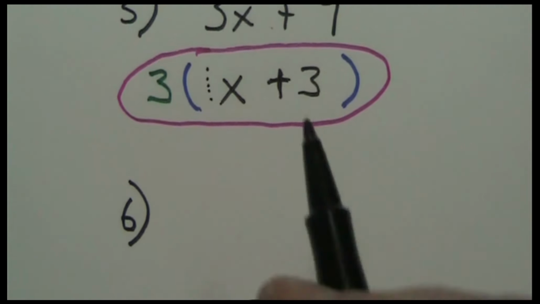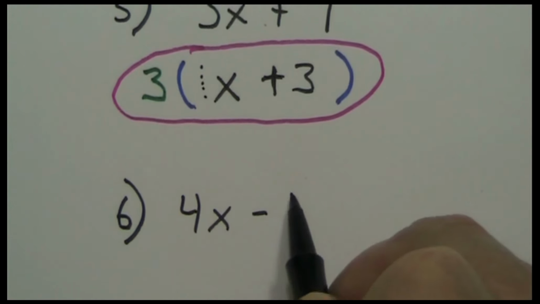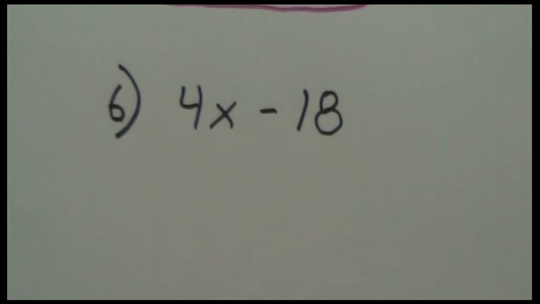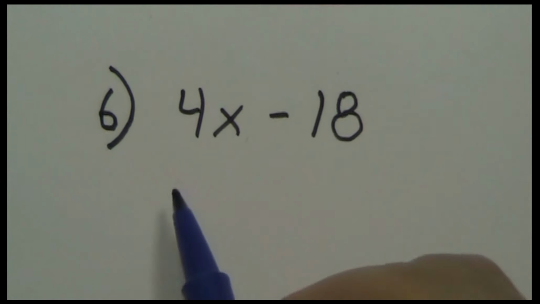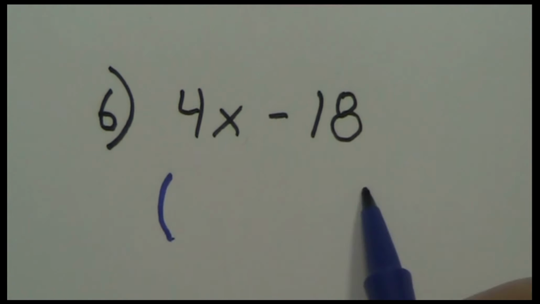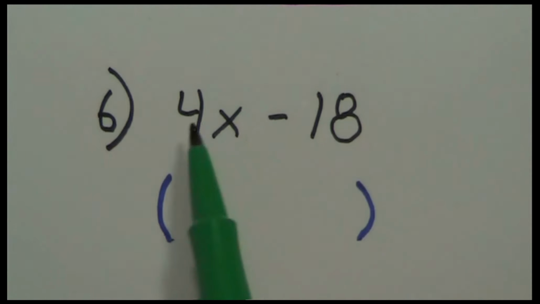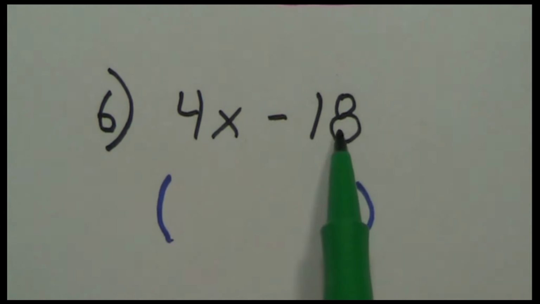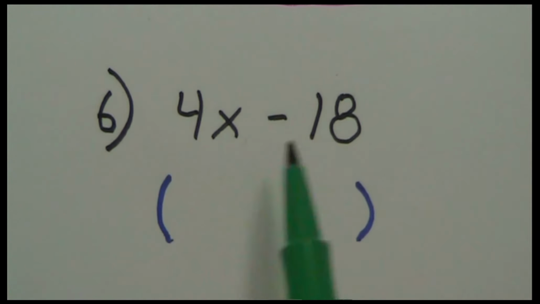Okay, number 6. 4x minus 18. All right, I'll put my parentheses. All right, what number goes into both 4 and 18? The greatest common factor. 4 does not go into 18, so it can't be 4. So it must be 2. 2 goes into both of those.